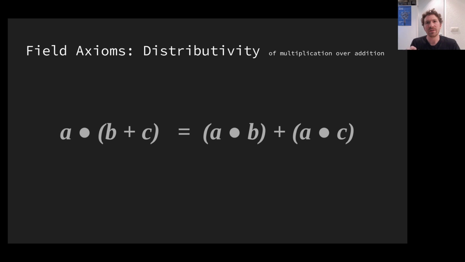So if we build a system that happens to have all of these axioms, we make a set of elements, we say these are all the elements that we have, these are the operations, this is how the operations behave, and the operations observe all of these rules correctly, then we have ourselves a field.